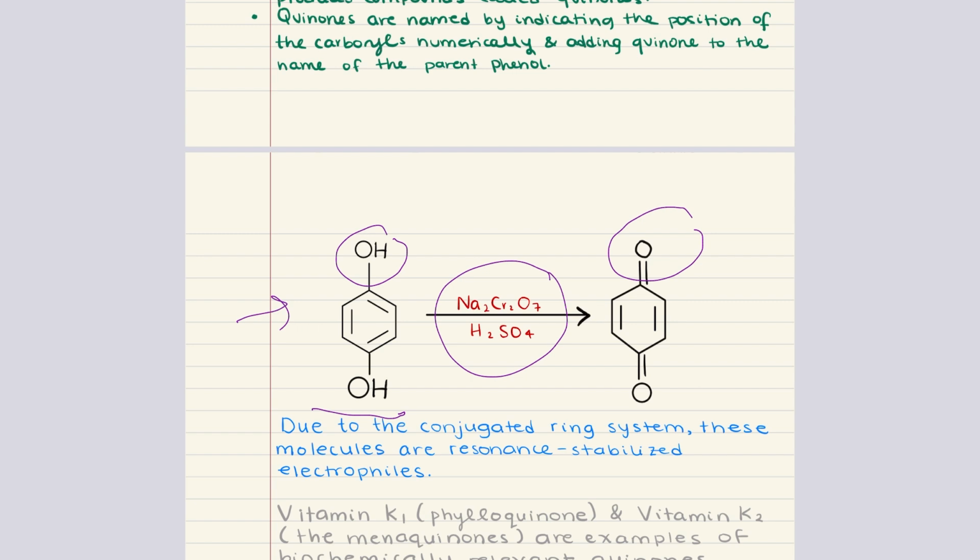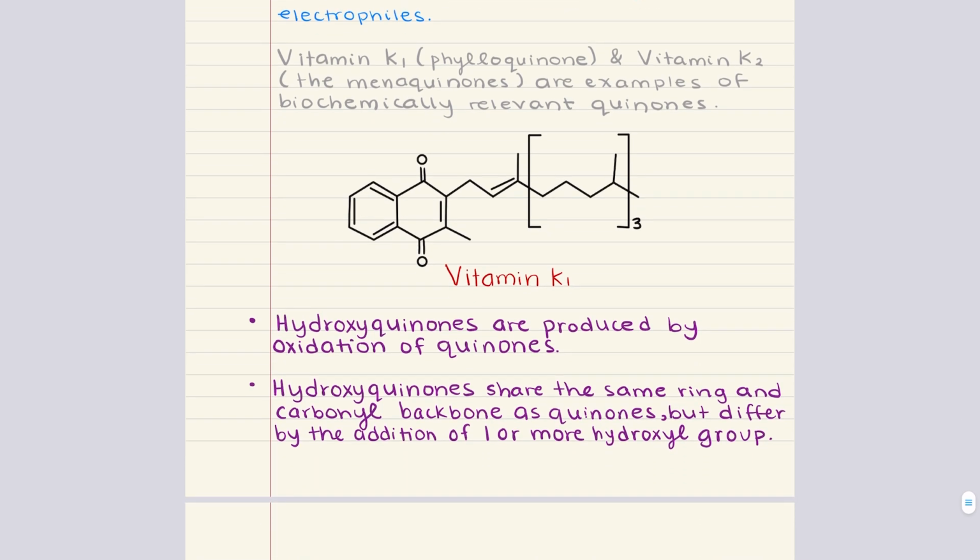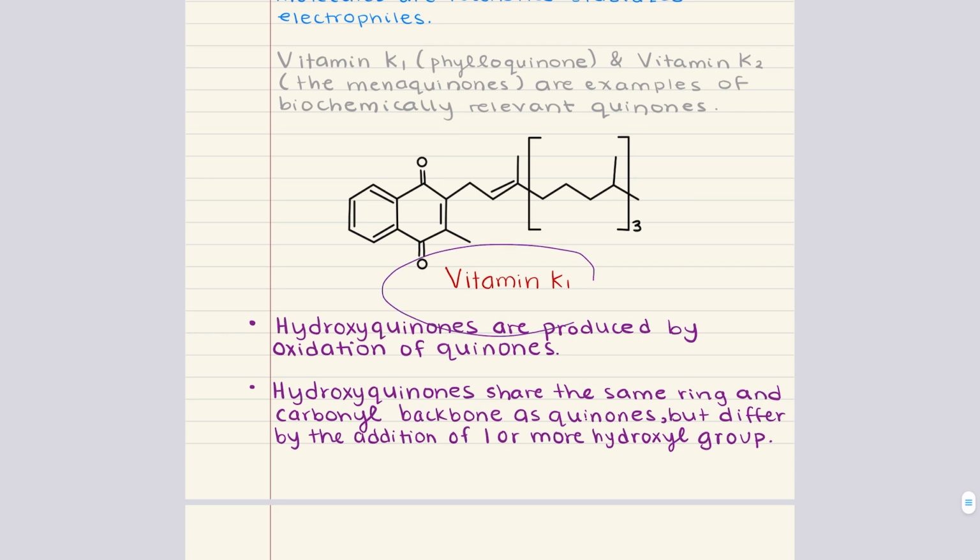Due to their extended conjugation, quinones are highly resonance stabilized electrophiles, and that makes them chemically reactive and very useful in chemistry. This property makes them essential in biochemical pathways such as cellular respiration. For example, vitamin K1 and vitamin K2 are biologically active quinones that play a vital role in blood clotting and electron transport. In addition to quinones, hydroxyquinones can be formed by the further oxidation of quinones.